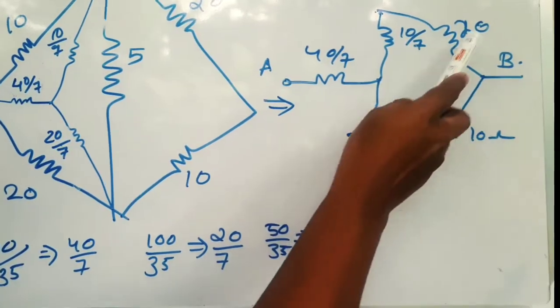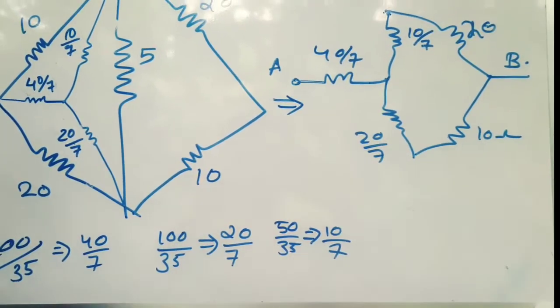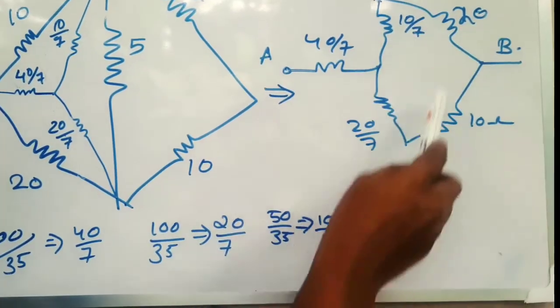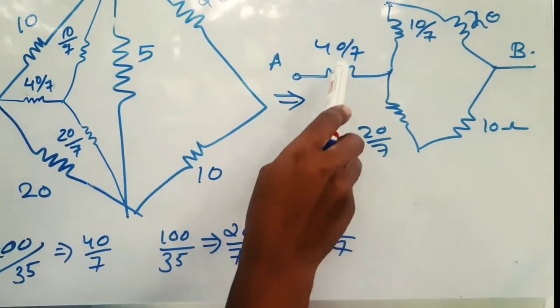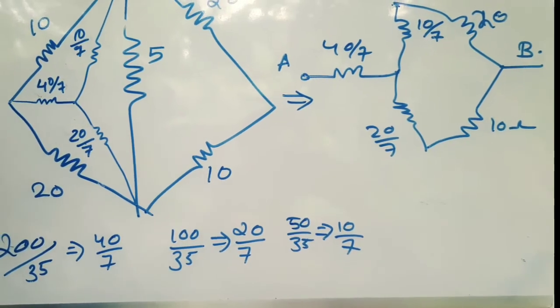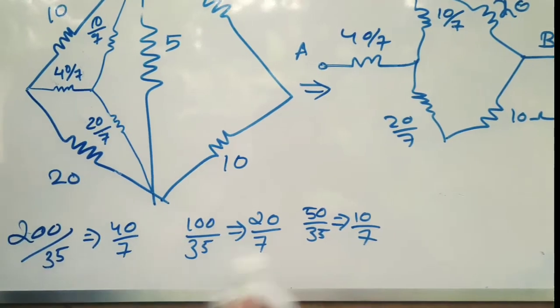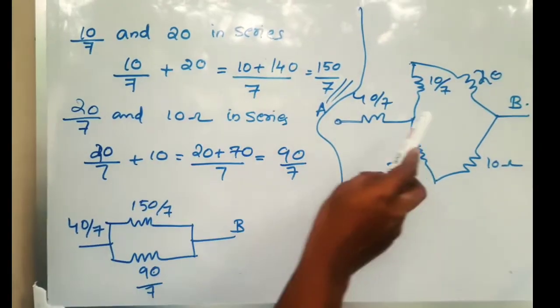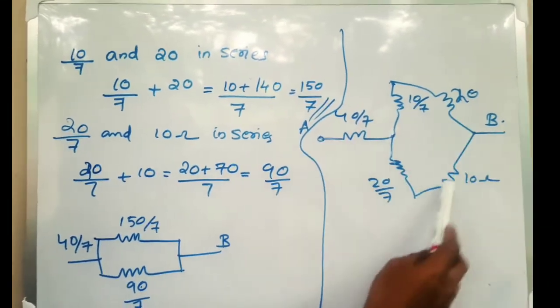The 10 by 7 and 20 ohm come in series, 20 by 7 and 10 ohm come in series. Then these two branches come in parallel. The equivalent resistance is added with 40 by 7. That is the equivalent resistance in the answer. So we can calculate the equivalent resistance of this branch.